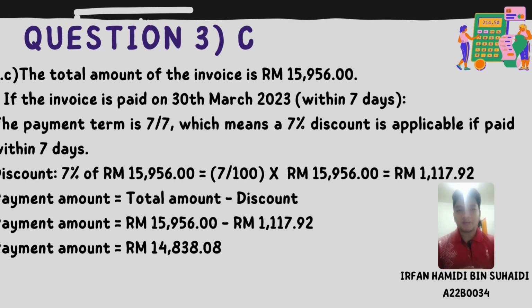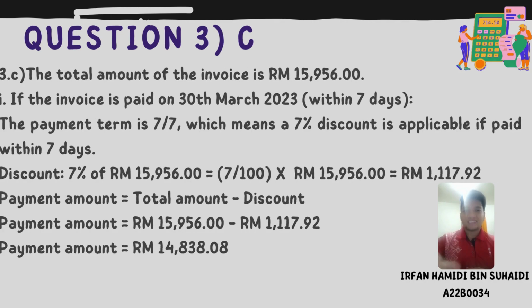I would like to explain my answer in question 3, C, number 1. So, the answer is, if the invoice is paid on 30th March 2023, the discount is 7% of 50,956 ringgit. So, the 7% is 1,170 ringgit 92 cents. So the payment amount will be 40,838 ringgit and 8 cents.